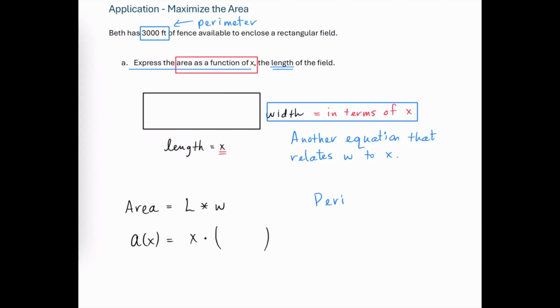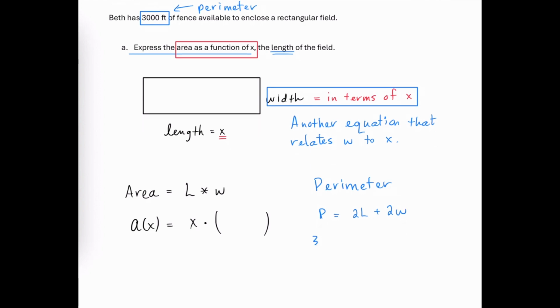And so let's recall the formula for the perimeter, which is 2 times L plus 2 times W, and plug in the information that we have about the perimeter, which is that it must be equal to 3,000. Remember, we're trying to find an equation that relates W to x, so we can substitute x in for this quantity L, and now we have an equation in terms of W and x. Because we're trying to replace W with an equation that involves only x, we need to solve for W in this equation. Generally speaking, we want to solve for the variable that we're trying to eliminate.